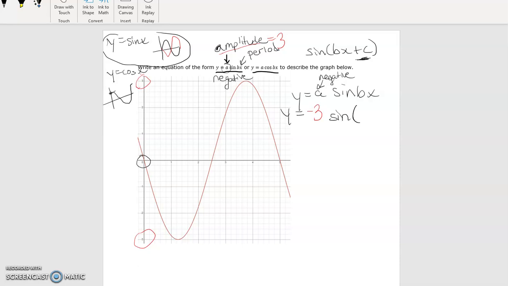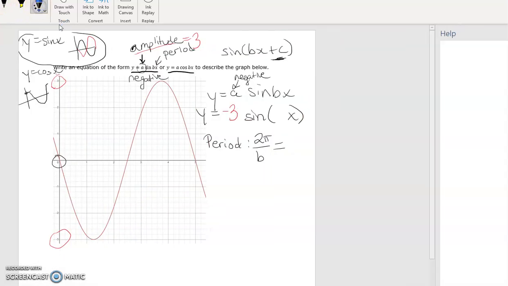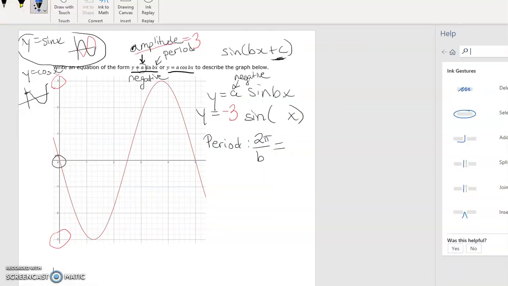Now sine of bx. The way that we should find b is to use the period. So remember the formula for finding the period of a sine or cosine graph is 2 pi divided by b. Sorry, guys. I don't usually use Word to make these videos.